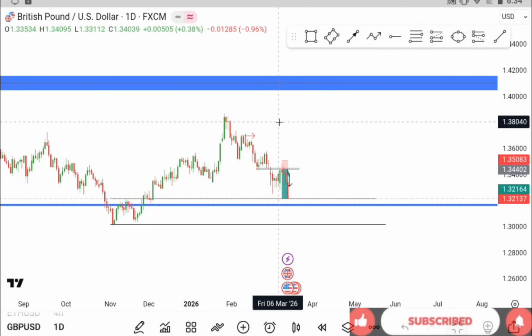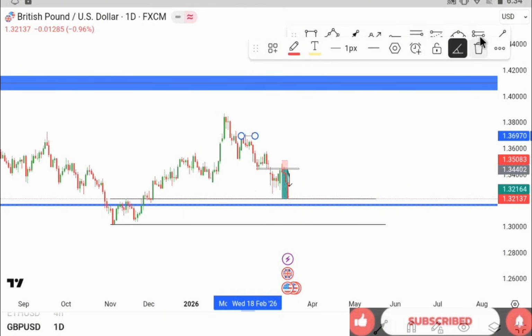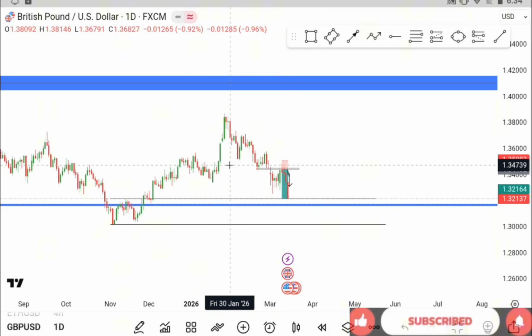You remember on the monthly time frame we saw some sweep of liquidity. On the weekly time frame we also saw some extra sweep of liquidity. What is that showing us? The bears are fully in control of these market structures. So you can see from here we've bounced to the downside.